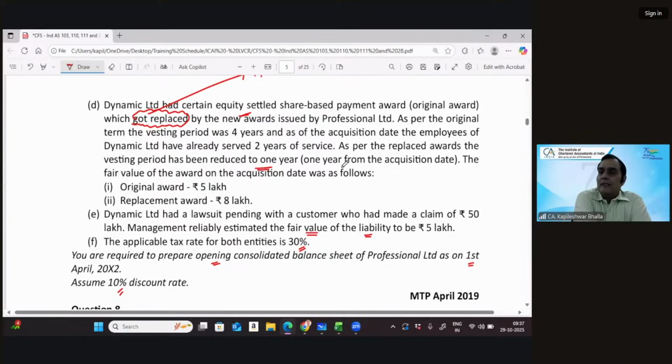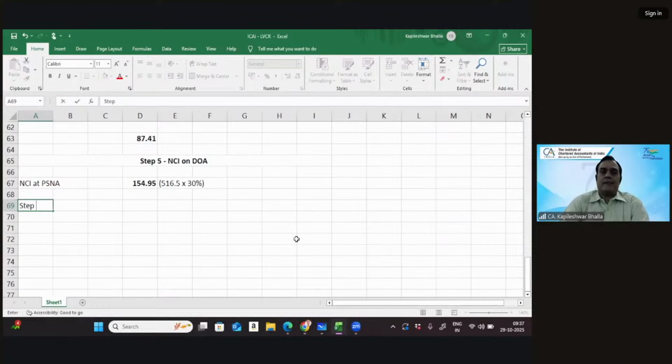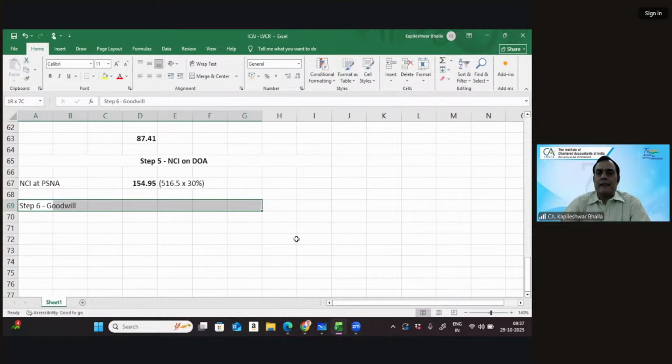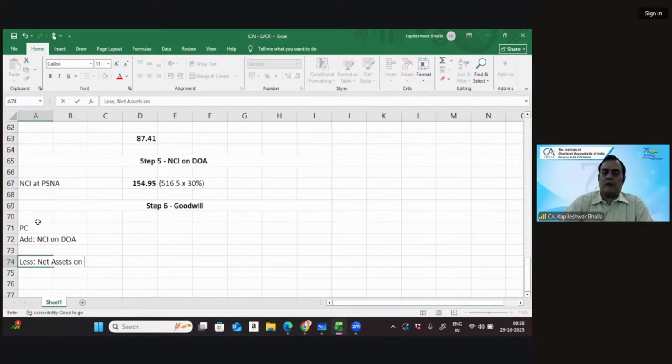Okay, so with these calculations in hand, now let's go to the next step. That is step number 6. The step number 6 is now on the calculation of goodwill, which is nothing but just simply organizing the data. Just pick up the information and just fit it across. So once it comes to the goodwill, you need to take the PC, and to this you need to add the NCI on date of acquisition, and then you reduce the net assets, what you have already computed in the previous steps on the date of acquisition.